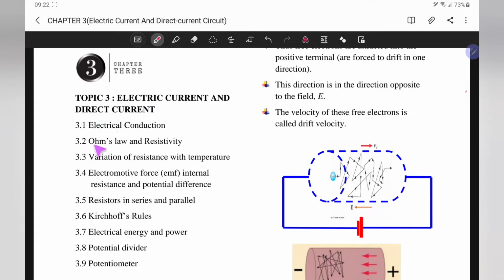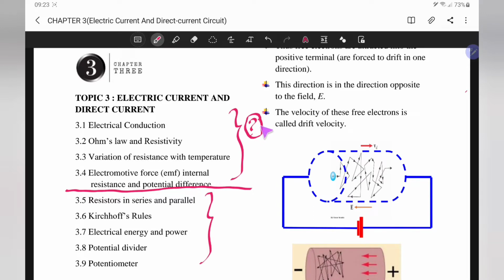Okay, guys, so let's discuss chapter 3, where the topic is electric current and direct current. There are 9 subtopics, starting from 3.1 until 3.9. Let me explain that we have 2 different main parts. First, we are discussing electricity, while for the other 5 subtopics, we are discussing circuits. Basically, we need to understand this part first.